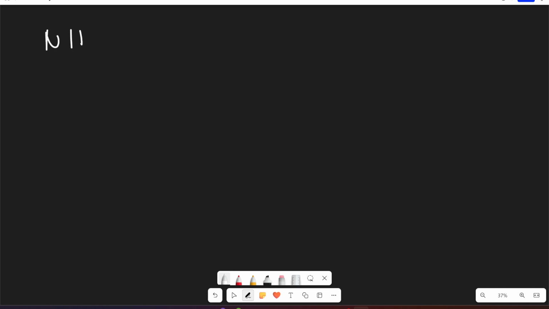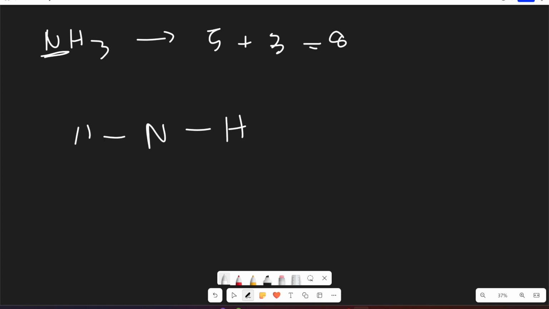We'll just say NH3. So again, first thing I'm going to do, I'm going to add up the valence electrons. I know N has 5, and there's 1 N. So this is going to be 5, and then plus H has 1 valence electron, but there's 3 H's, so this is going to be 5 plus 3, which is equal to 8. And then I know that N is going to be central because it's written first, so I'm going to have N, then we have H, then H, then H.